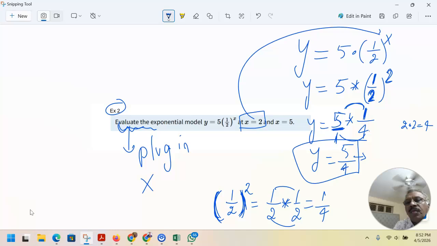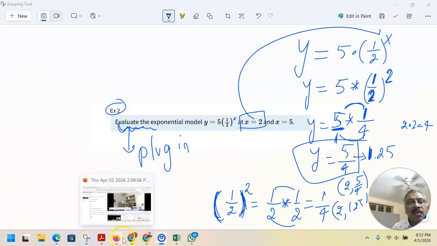But if you want, you can use the calculator, or you can also change this with the calculator. You get 1.25. So your point becomes, when x is 2, it is 5/4. This is your final answer. Or you could also write 1.25. I want you to also, since we are using the TI-84, to put this in just to get used to the calculators.